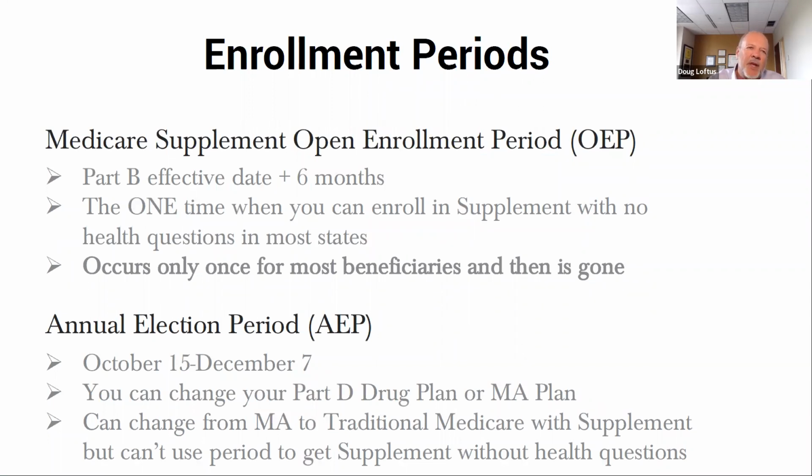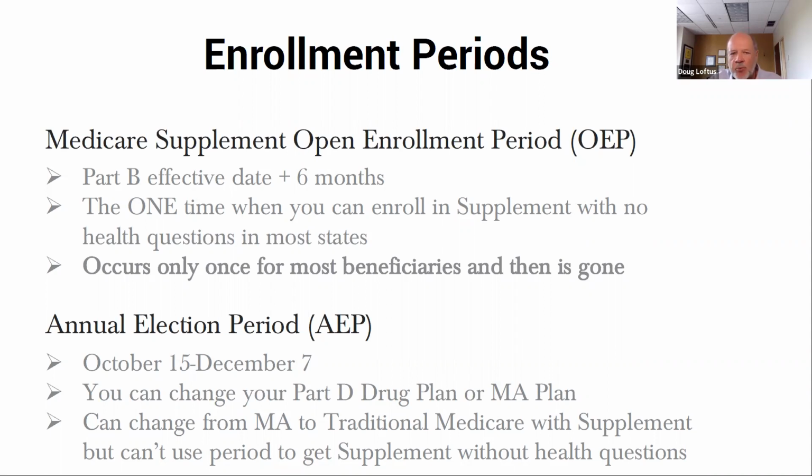Enrollment periods. These are important to understand. With a Medicare supplement, you have to enroll within 6 months of your Part B effective date. That's when you can have open enrollment and there are no medical questions. As I said, that happens only one time for most beneficiaries. The annual election period is that period when anybody remotely close to the age of 65 or over gets inundated with mail. You see people with signs out in the front yard if you're driving up the commercial streets about Medicare enrollment. That is the annual enrollment period from October 15th to December 7th of every year.